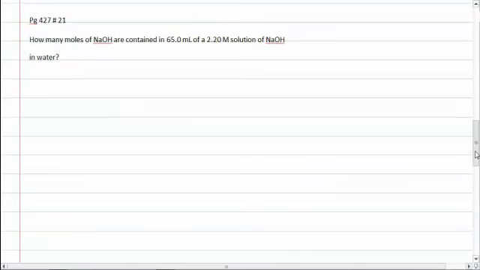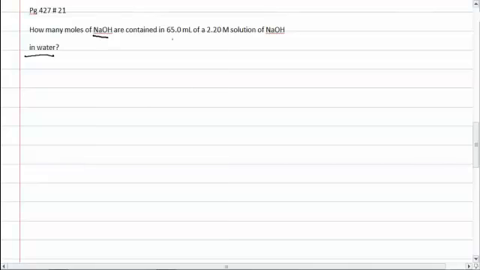Finally, question 21. It says, how many moles of NaOH are contained in 65.0 milliliters of 2.2 molar solution of NaOH in water? So NaOH is our solute because it's in water. It's the thing that's dissolved. Water would be our solvent.